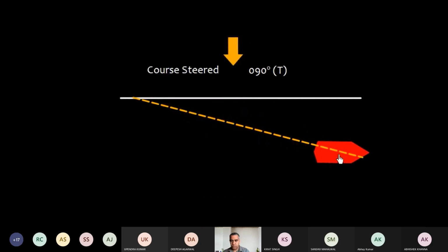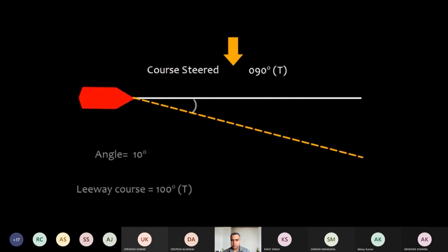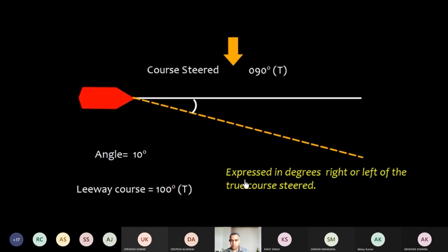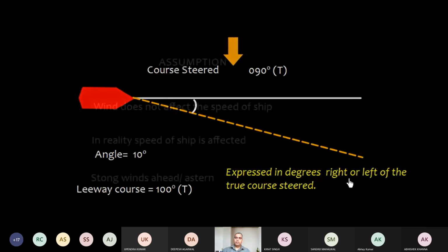Vessel will be pushed bodily like this. Now we can say that there will be some angle, say 10 degree. So we can say the leeway course is not 090 degree true, but it is 100 degree true. That is the leeway course. So we can say that the leeway angle is expressed in degrees left or right of the true course steered.